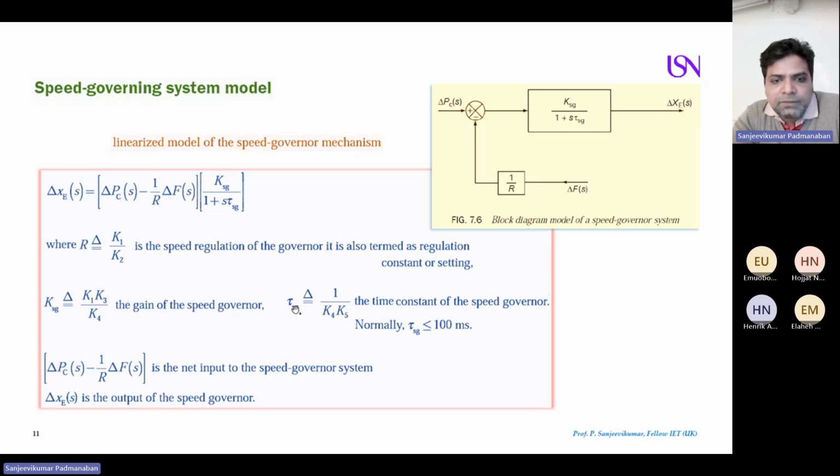So when you know the value of tau SG, you can easily calculate what is your K4 and K5 by fixing one value, which is used in practice. So please note this tau SG is the time constant of your synchronous generator system. Now, delta PC minus 1 by R delta F is the net input to your speed governing system. So this is the input you are feeding to your system, and delta XC is the output of your speed governing system. So how to model mathematically the complete speed governor unit is shown here.